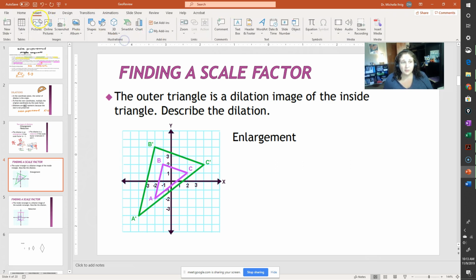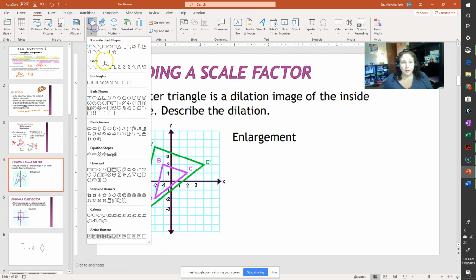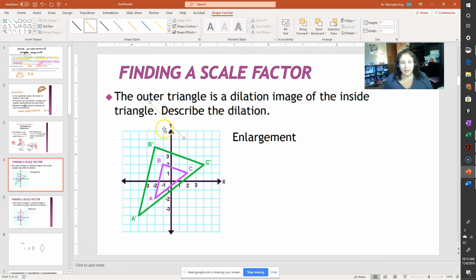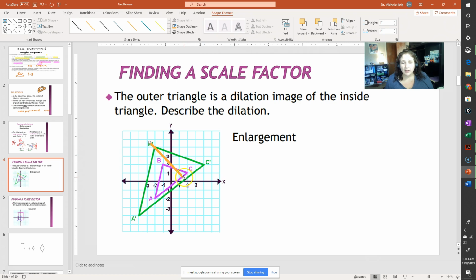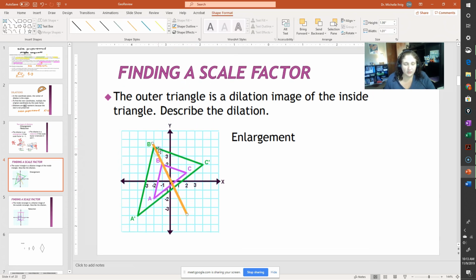I switched over to, hopefully it'll work, PowerPoint, so we can draw lines. So if I take my line right here and I bring this down, the way that we find the center of dilation is we connect our points. So I'm going to connect B and B' and see where it ends up pointing to. Okay, then I can do the same thing again. And this time I will connect C and C' and see what happens.